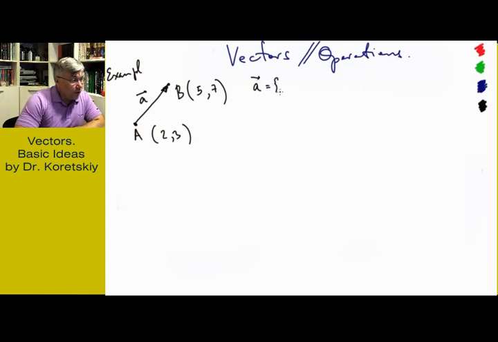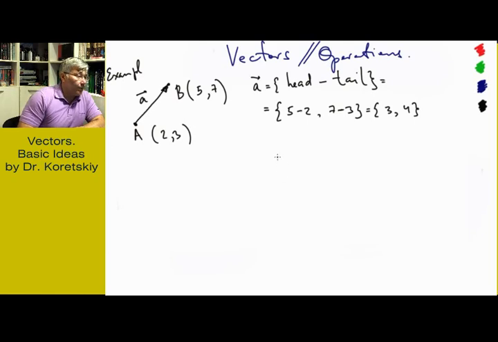Components of the vector are very easy to calculate. You have to take away from the head point coordinates the tail point's coordinates. Head minus tail. This is kind of the main formula. And we have here 5 minus 2, 7 minus 3. And this vector has components 3, 4.